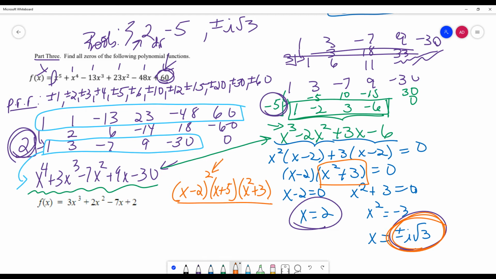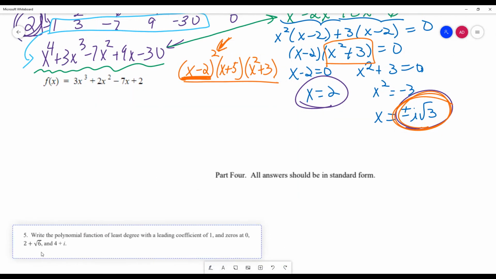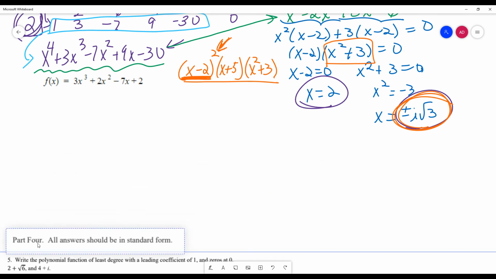Notice, since x minus 2 was a factor twice, I write it with a degree of 2. I really hope that makes sense. Okay? If not, I don't know, rewind. Maybe that might help. But just remember, if it's a double root, it's a double root. That means it occurs twice. Okay. Oh, we don't want to do part 4 yet.